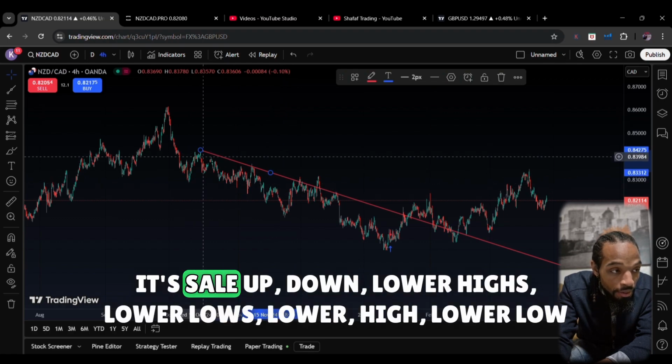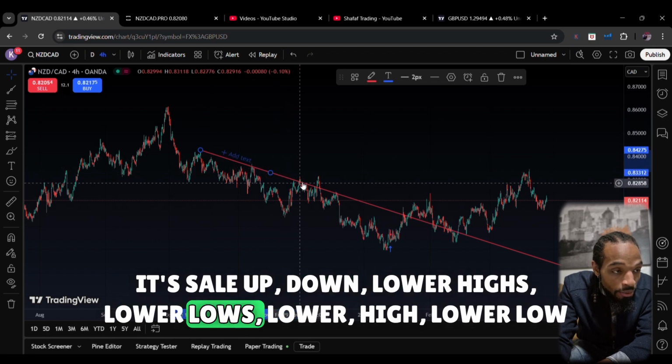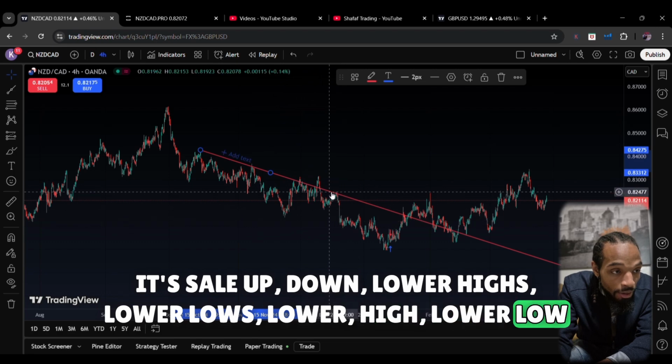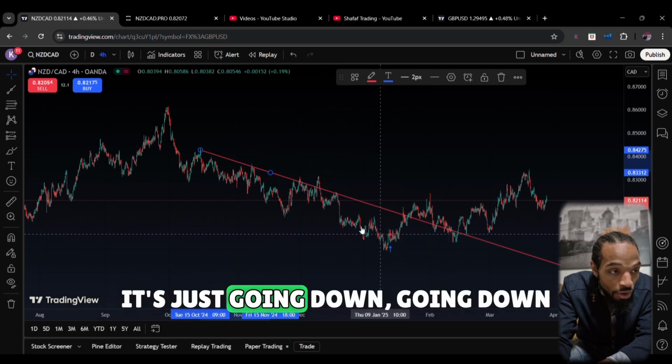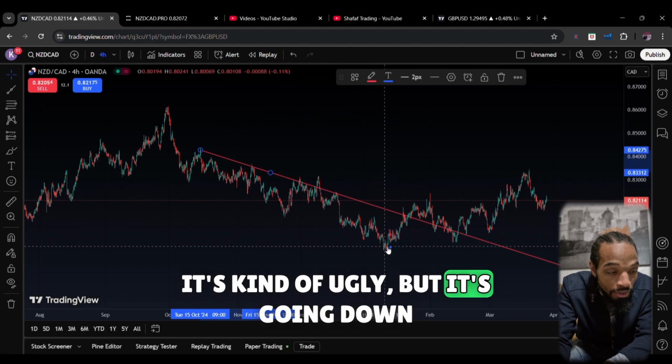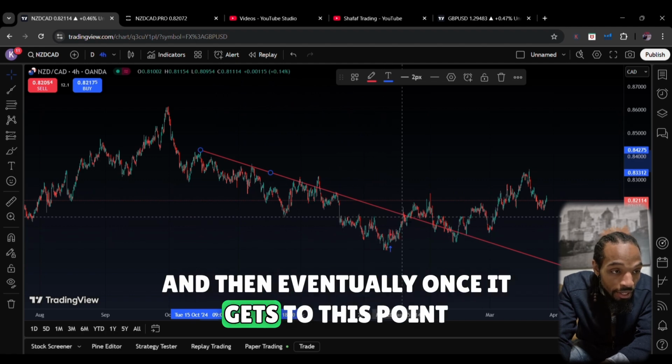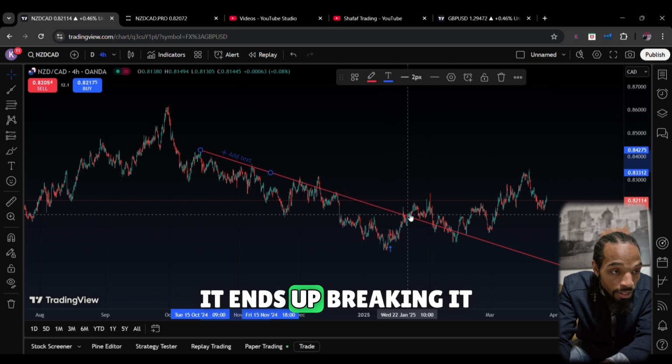It's a sell: up, down, lower highs, lower lows, lower high, lower low. That's the structure of this. It's just going down, going down. It's kind of ugly, but it's going down. And then eventually, once it gets to this point, it ends up breaking it.